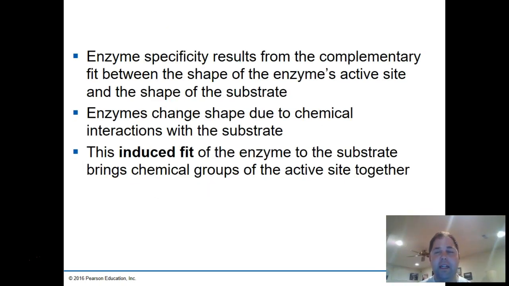The specificity that I just talked about is going to work because the secondary, tertiary, quaternary folding of the enzyme is going to create a specific shape that fits the substrate, and that substrate is going to interact ionically, hydrophobic interactions, hydrogen bonding, all sorts of things to fit into the active site. And in some cases, the induced fit says that the enzyme itself is going to slightly fold differently so that the chemical groups of the active site and the substrate come in contact with each other, and that allows work to occur.